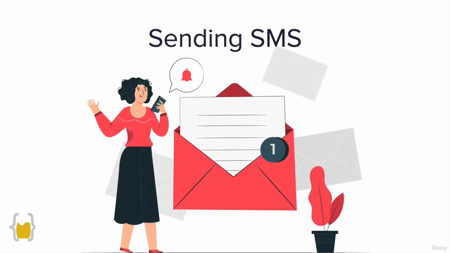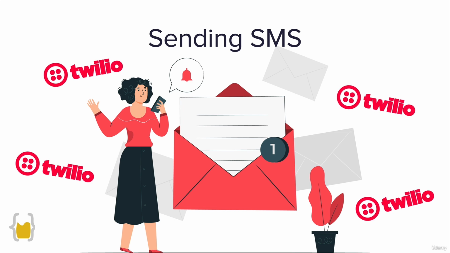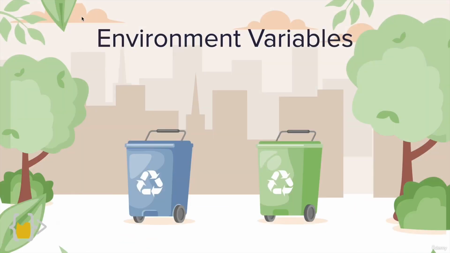Now, we're also going to be looking at how we can use an API like Twilio to send SMS messages to ourselves so that we can get an alert wherever we are. And finally, we're going to be taking a look at what environment variables are in association with how they're used for safely storing API keys.